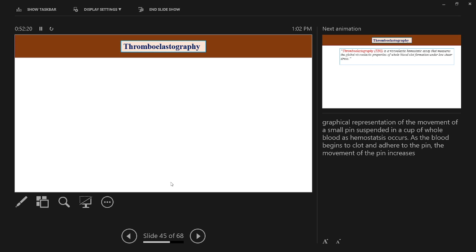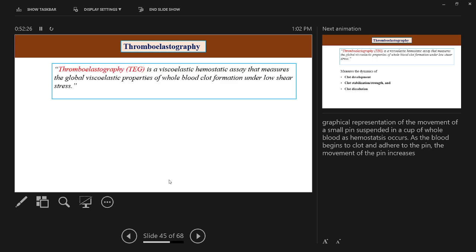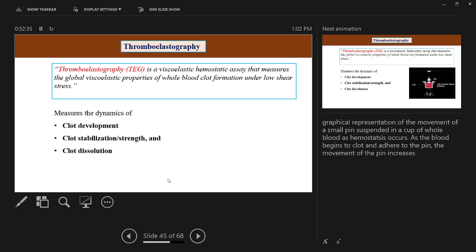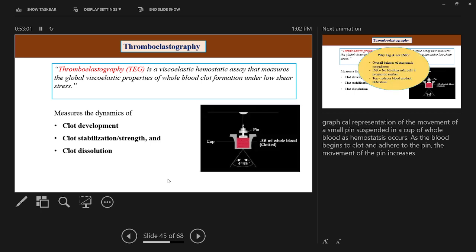One of the most important topics of discussion is thromboelastography, although I'll be discussing TEG very briefly. TEG is a viscoelastic hemostatic assay that measures the global viscoelastic properties of whole blood clot formation under low shear stress. It measures the dynamics of clot development, clot stabilization and strength, and clot dissolution. It is basically a graphical representation of the movement of a small pin suspended in a cup of whole blood. As the blood starts to form a clot, the movement of the pin increases, and this is projected into a graph. As we can see, this is the cup and the pin.